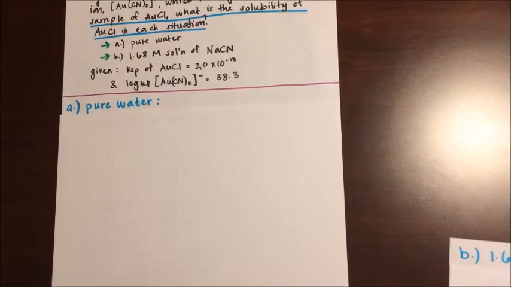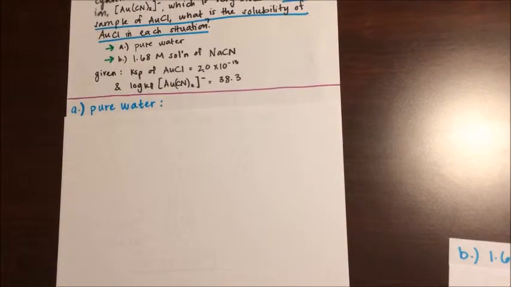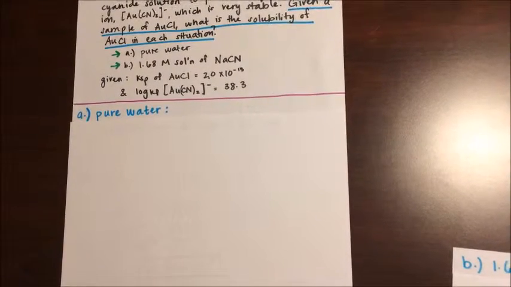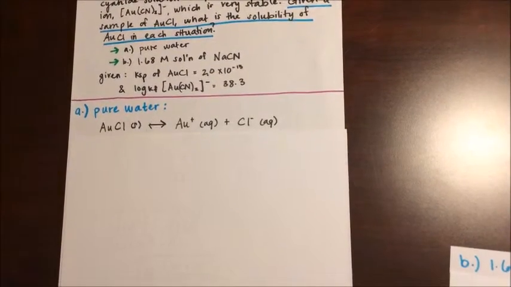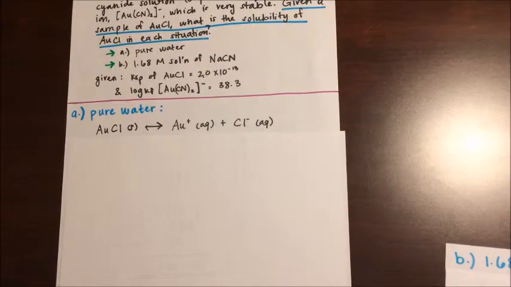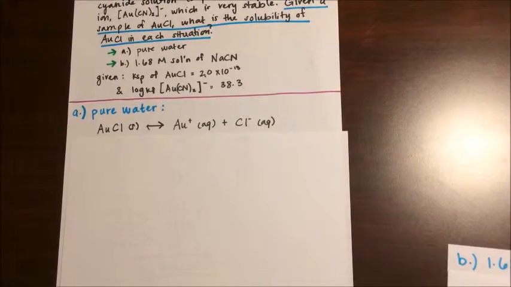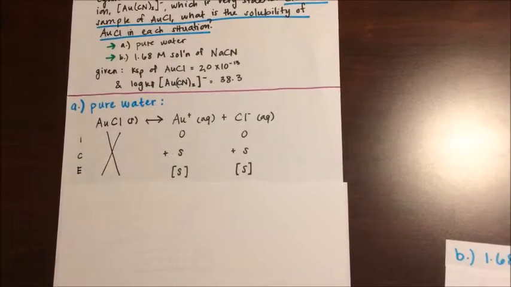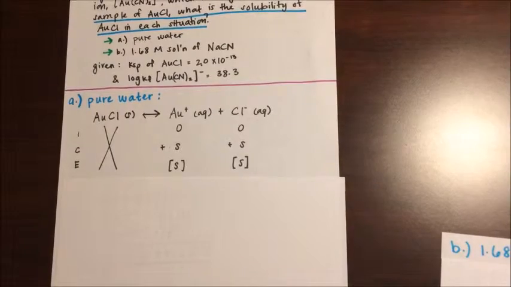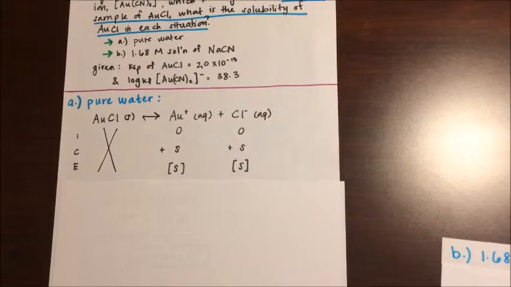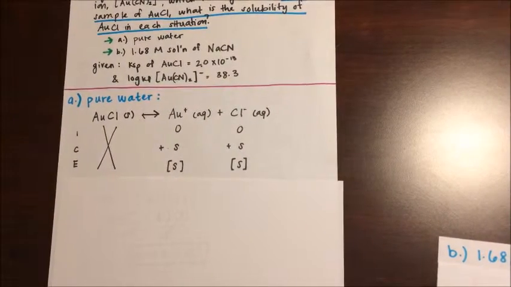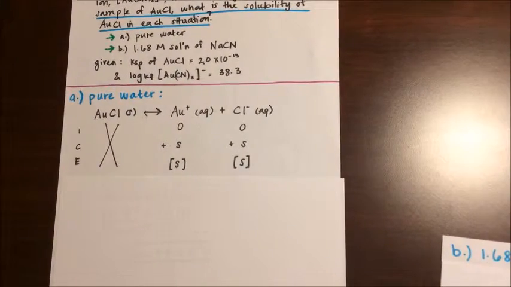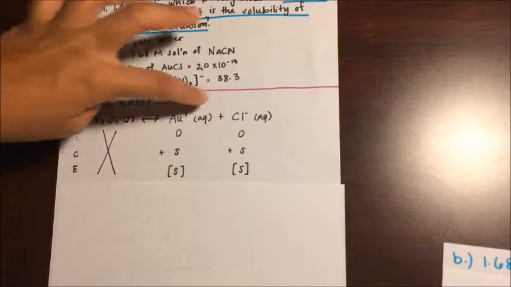In part A, we are solving for solubility in pure water. So what you want to do first is write out your reaction breaking up into ions. And it would look something like this. You have AuCl solid going to Au+ aqueous plus Cl- aqueous. And right below this, you would set up your ICE table, and you would have initial concentrations of 0 for both your ions, and you're adding your solubility S to each ion. It's only one S because the ions have a coefficient of 1.